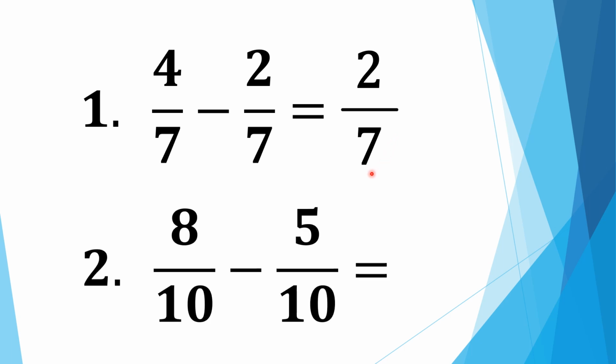Number 2. 8 over 10 minus 5 over 10 is equal to. 8 minus 5 is equal to 3. Then copy the denominator, 10. 8 over 10 minus 5 over 10 is equal to 3 over 10.